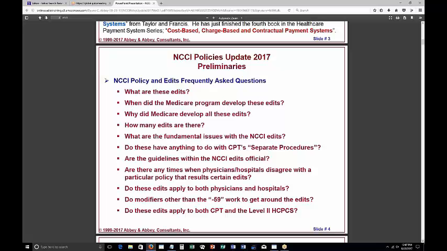All right. When did the Medicare program start to develop these edits? Well, I became familiar with them, first noted them, I guess, way back in the early 1990s when CMS implemented RBRVS.